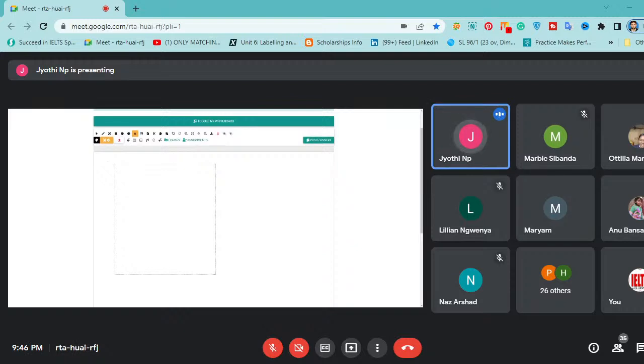So this is the paragraph layout. Any questions here? Any questions? No questions, ma'am. Okay. So we can continue, right?